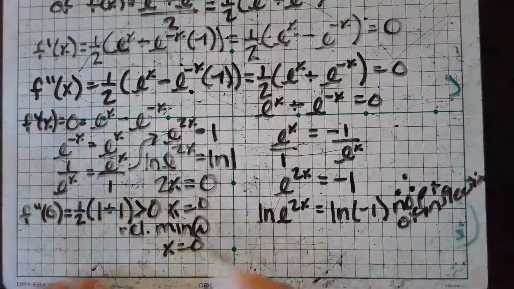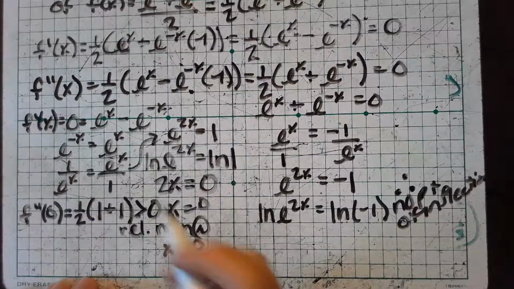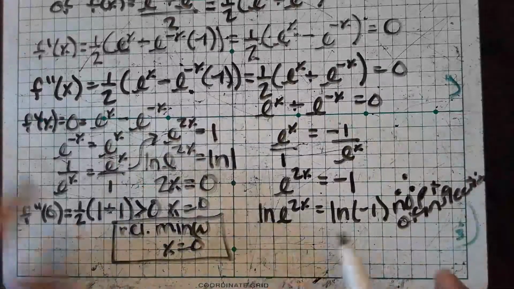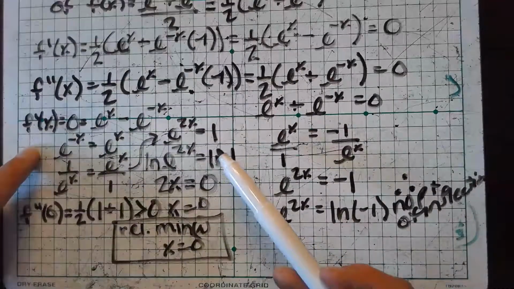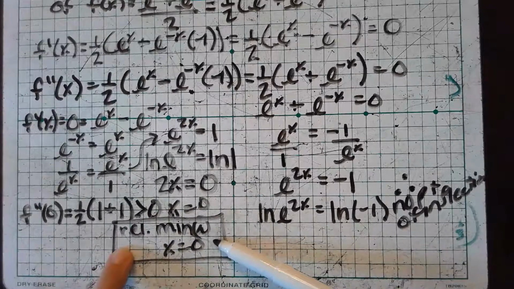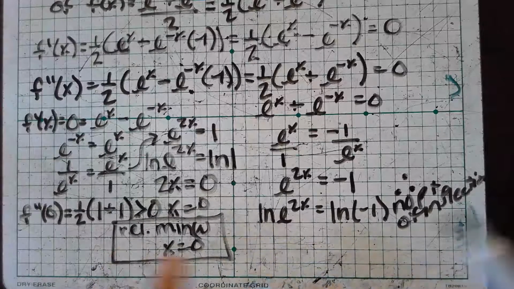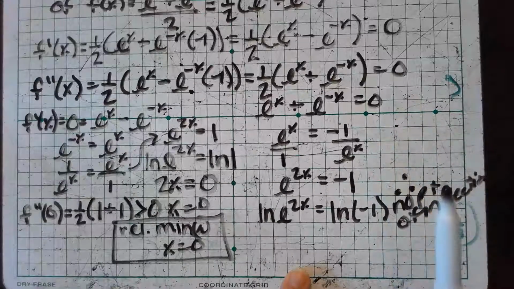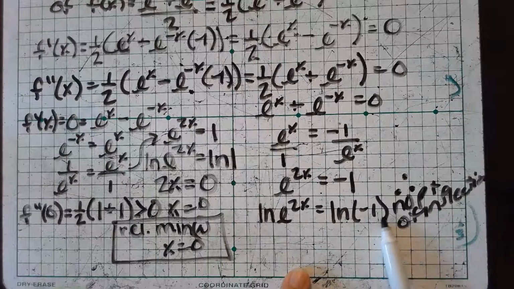So two things going on. I have a relative min at x equals 0. This time I did the first derivative, set it equal to 0, and then plugged that into the second derivative. Since it was greater than 0, it's a relative min. Here I set the second derivative equal to 0, but I came to a snag, and what that means is there's not going to be a point of inflection.